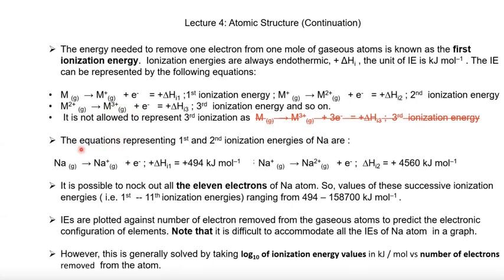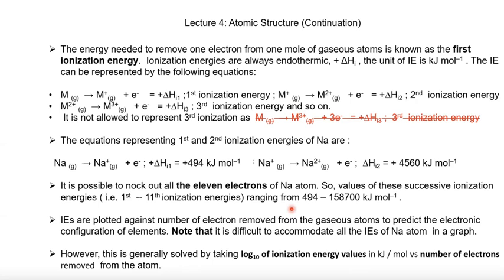Okay? So we are taking an example of the sodium atom, and then the sodium cation in gaseous state, and we get an electron out, and therefore it has energy 494 kilojoules per mole. Similarly, the second ionization energy for sodium is here. If we knock out all the 11 electrons, that is from the first to the 11th electron, the ionization energy ranges from 494 to 158,700 kilojoules per mole.